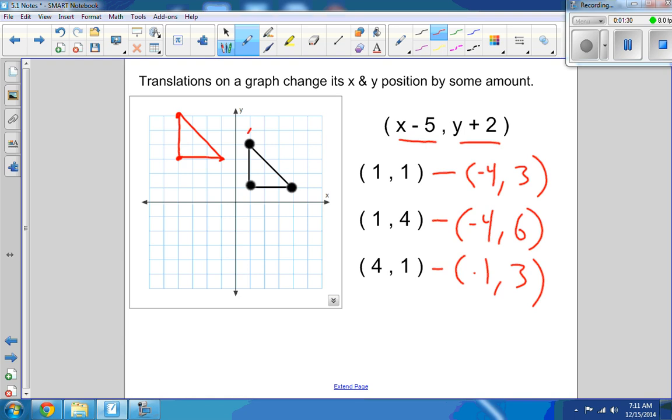Now, also, if I have letters here, A, B, C, when I translate it, it becomes A prime, B prime, C prime. The translation here can also be represented as a vector, like this, (negative 5, 2). So that's doing the same thing, x minus 5, y plus 2. That's it represented as a vector.